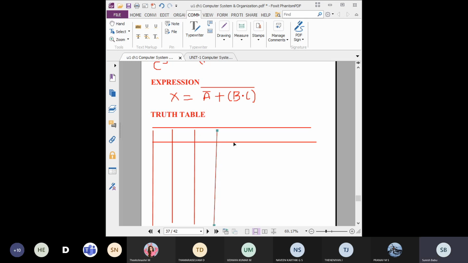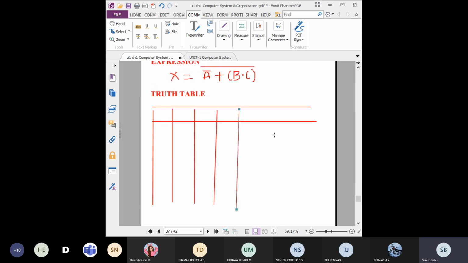A, B, C are the inputs. Then you have to find A bar. Then B dot C is another one. Then you have to find A bar plus B dot C, and only then can you make that whole bar. Understood everyone? You cannot directly find this bar, so you need an intermediate output for that. Just listen. Don't confuse yourself, students, it is very, very easy.